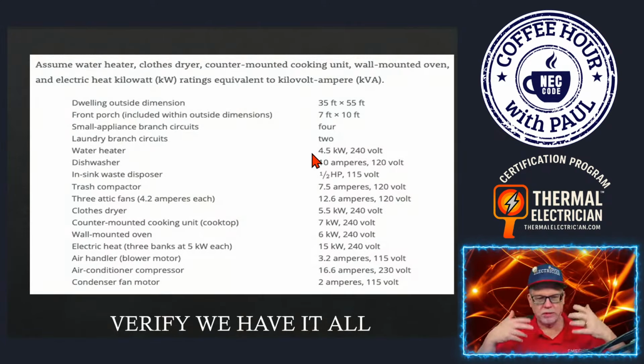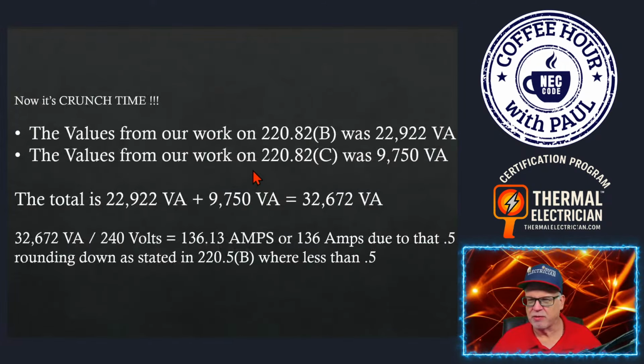All right, so we have everything. We've kind of gone through the list, so let's see what we've got. So we have the value from B, which was 22,922. You remember? Then we had the value from C, which is the heating and air conditioning. We got 9,750. It's just that simple. 22,922 VA plus the 9,750 VA should be 32,672. We will see. So I'm going to take 22,922 plus 9,750. That's 32,672. That is correct. Now, easy peasy.